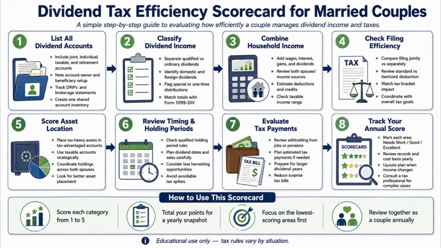After that, the household income picture should be combined. Dividend tax efficiency cannot be measured in isolation because wages, business income, interest, capital gains, and other sources all affect total taxable income. Therefore, both spouses should review their full income situation, estimate deductions and credits, and understand how dividend income fits into the broader household tax bracket.